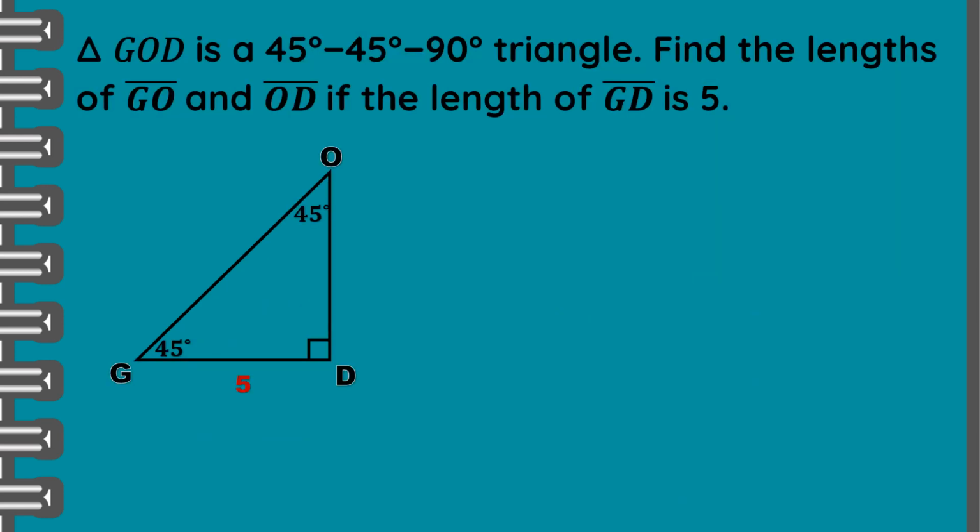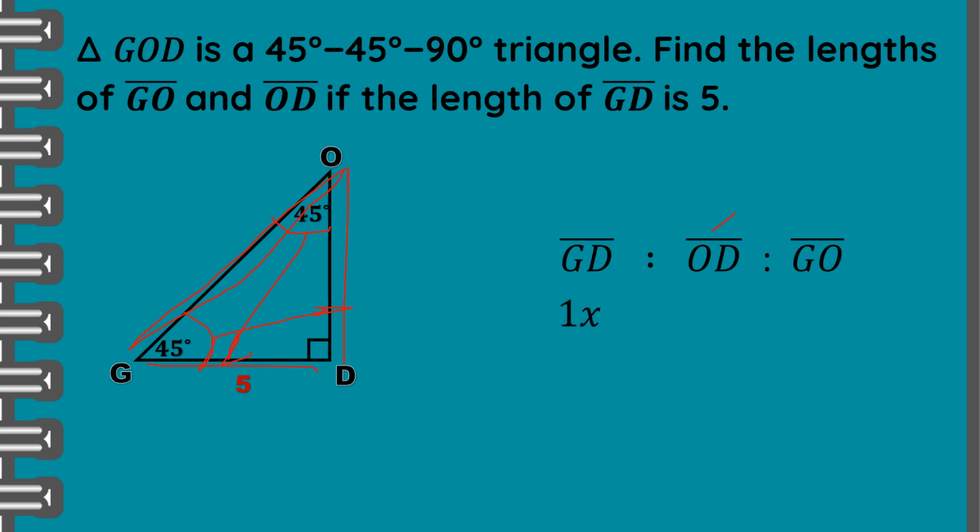Triangle GOD is a 45-45-90 triangle. Find the lengths of segment GO and segment OD if the length of segment GD is 5 units long. From the given problem, we can have the ratio segment GD is to segment OD is to segment GO. As you can see, segment GD is the side opposite one of the 45-degree angles. Another side opposite a 45-degree angle is segment OD. And segment OG is the side opposite the largest angle. That's why segment OG is called the hypotenuse.